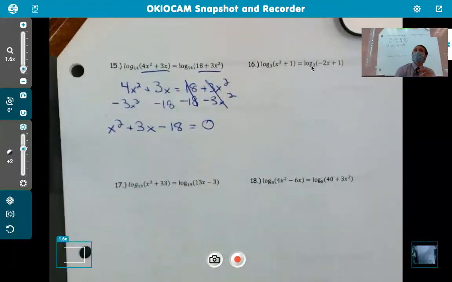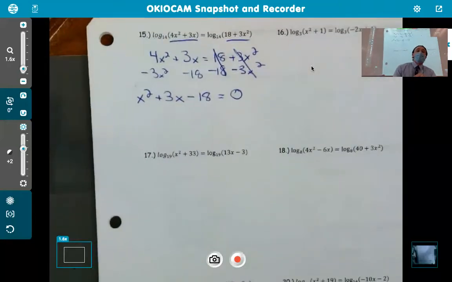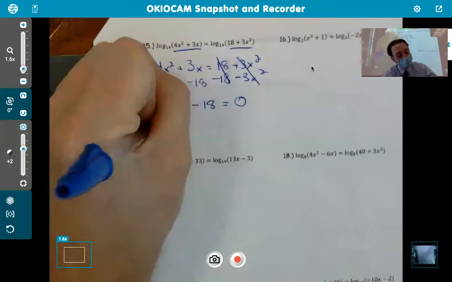Everybody with me so far? Any questions? All right. Expect to see a problem like this tomorrow with factoring. So please make sure that if you do have any questions with that process that you ask now. All right.